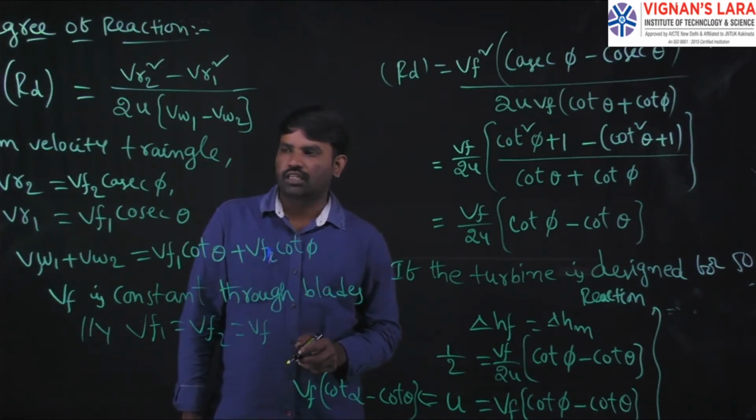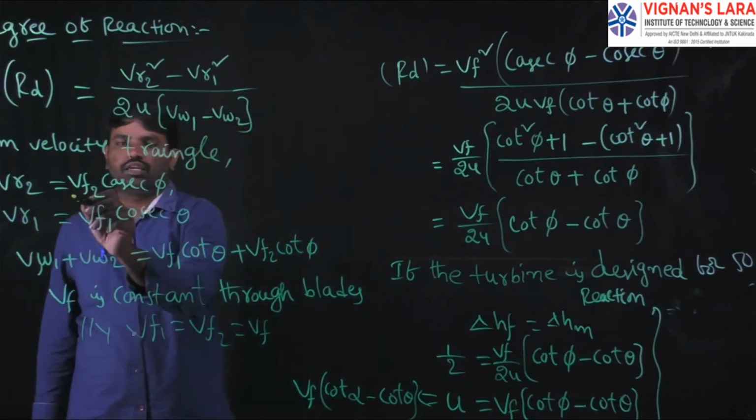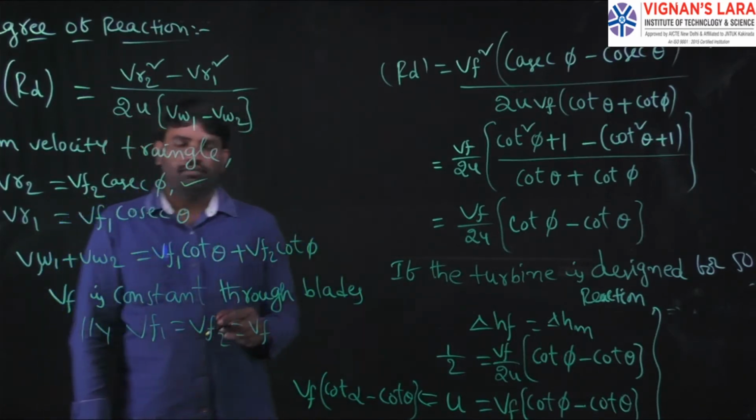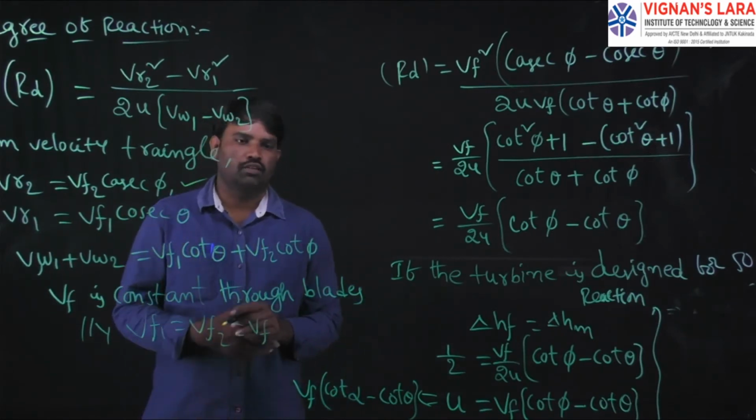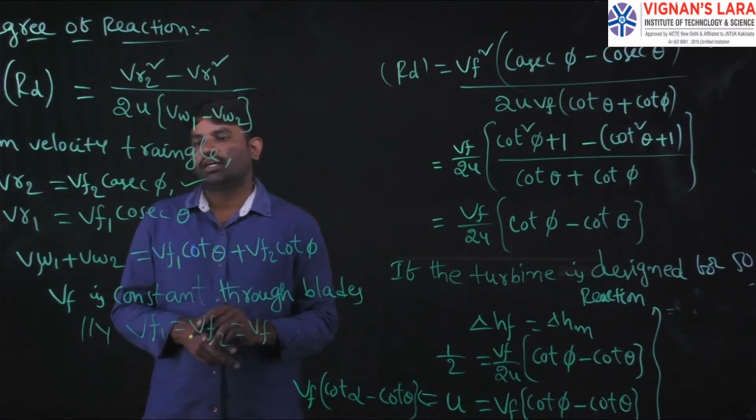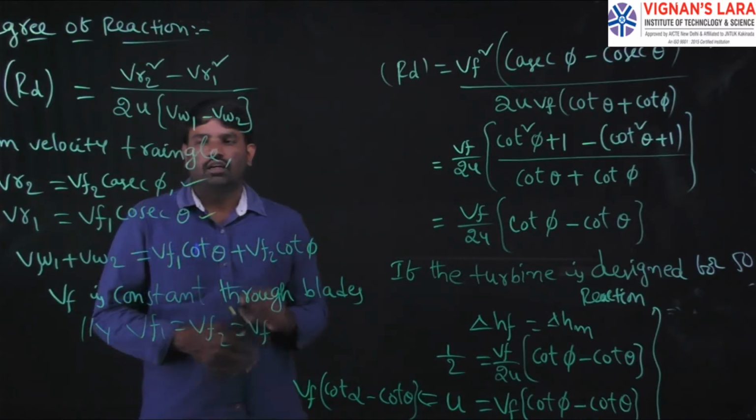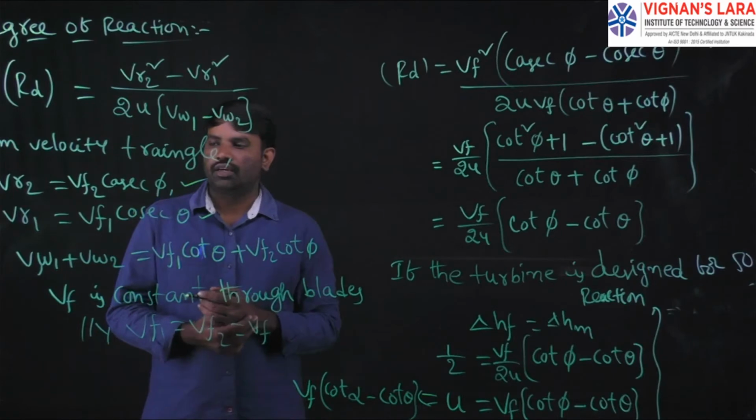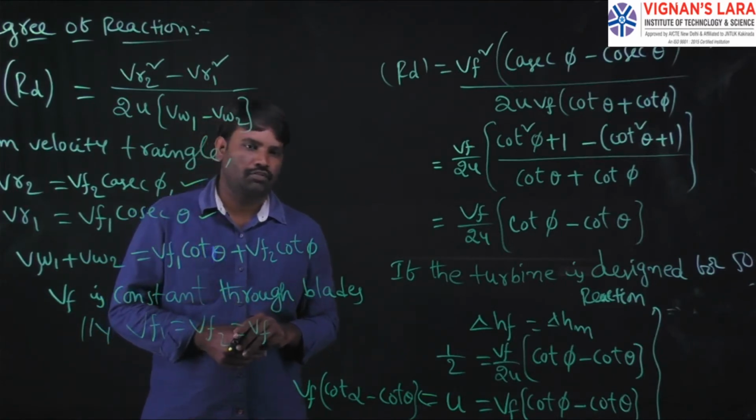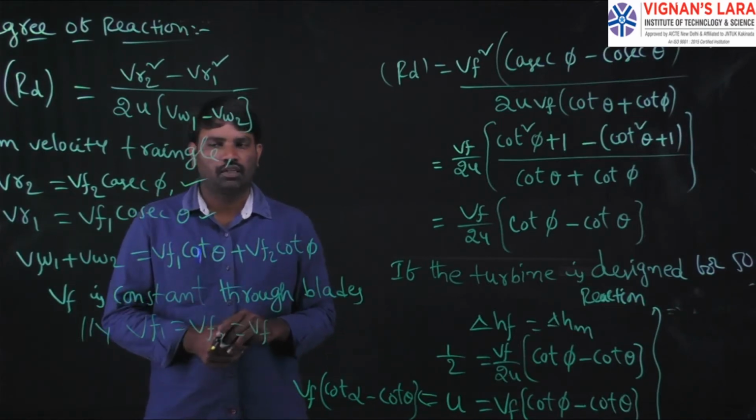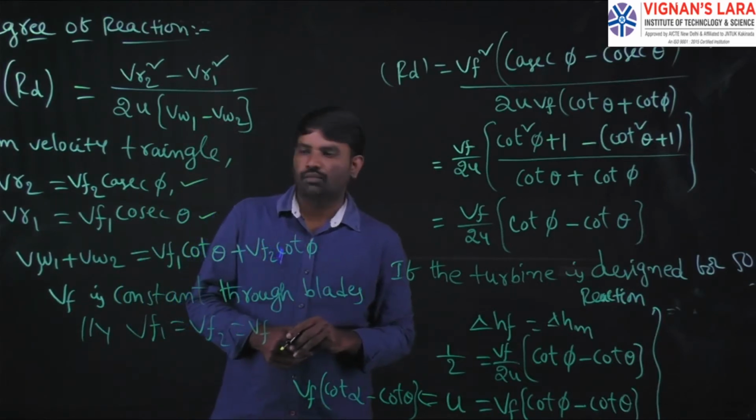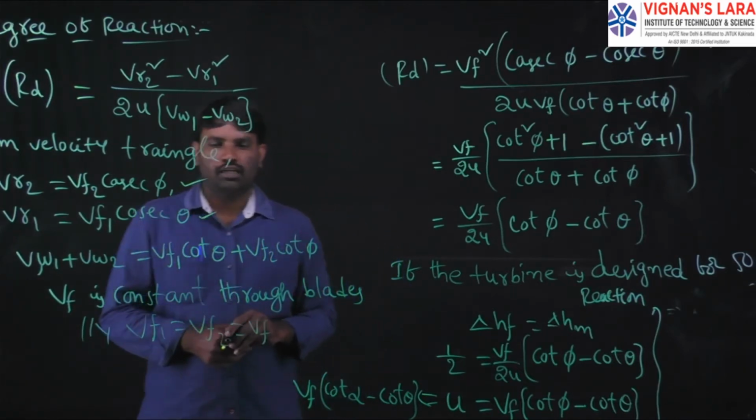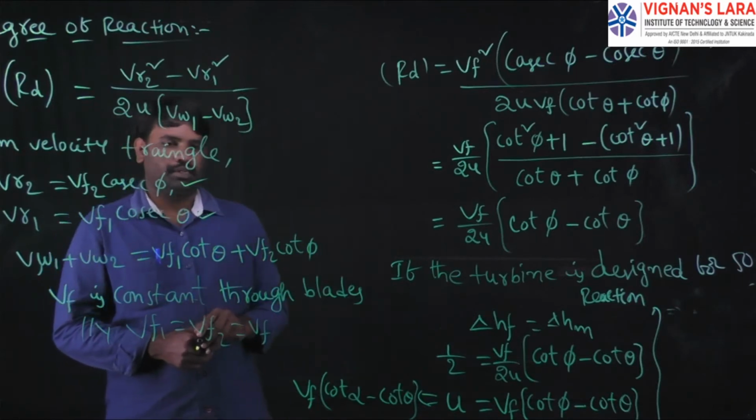From the velocity triangle, Vr2 is equal to Vf2 cosecant phi. That means Vf2 by Vr2 is equal to sin phi. And Vr1 is equal to Vf1 cosecant theta, and Vr2 is equal to Vf2 cosecant phi. And Vw1 plus Vw2 is equal to Vf1 cot theta plus Vf2 cot phi.